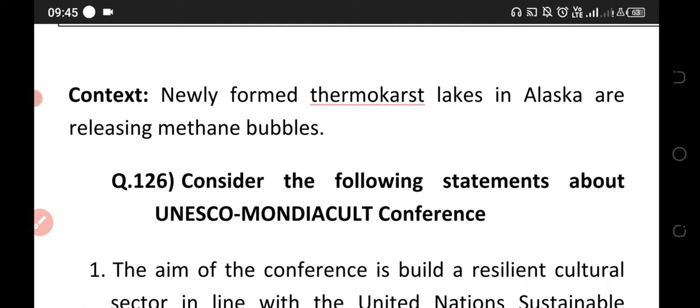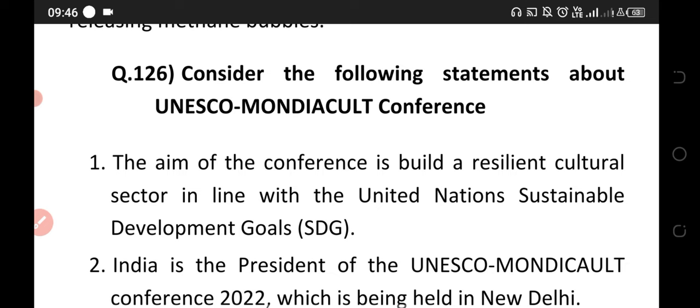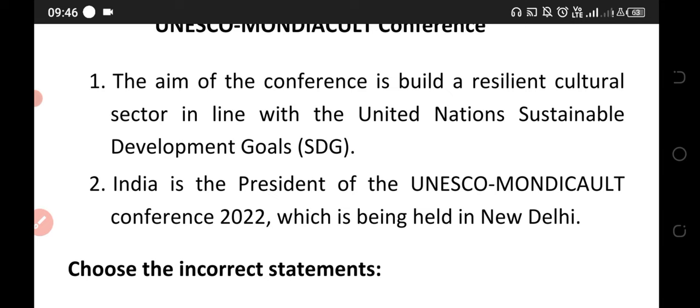Next question, consider the following statements about UNESCO Mondiacult Conference. What is this? The aim of the conference is to build a resilient culture sector in line with the United Nations Sustainable Development Goals, SDGs. India is the president of the UNESCO Mondiacult Conference 2020, which is being held in New Delhi. Which are the correct statements?